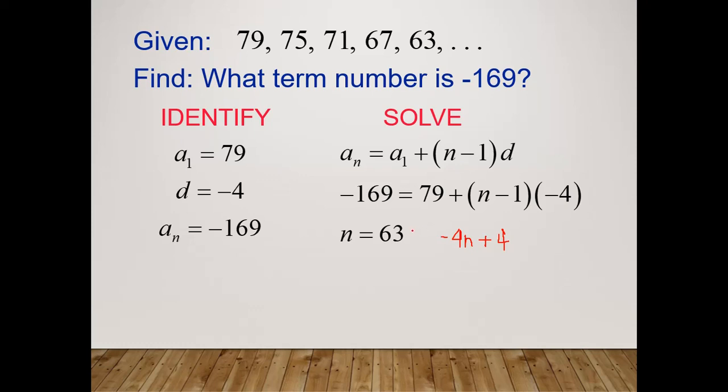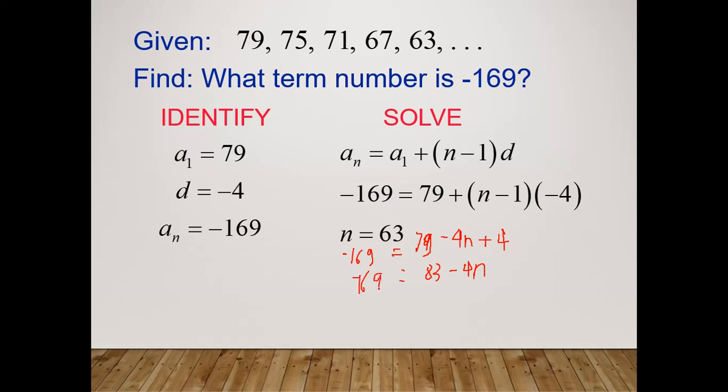Okay? So may 79 pa siya dito. So 79 minus na kasi minus 4n plus 4. So that is equal, ito sa kabila is negative 169. Ang hirap annotate. Okay, so to get 63, so you have to combine like terms. So this becomes 79 plus 4, that is 83. Okay, 83 minus 4n equals negative 169.